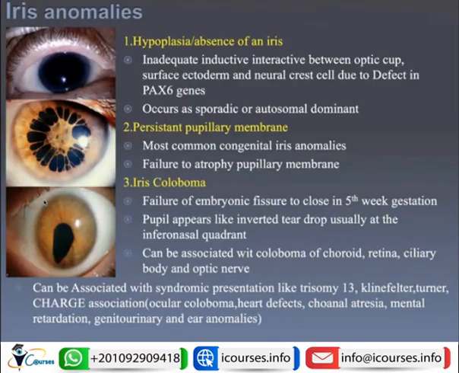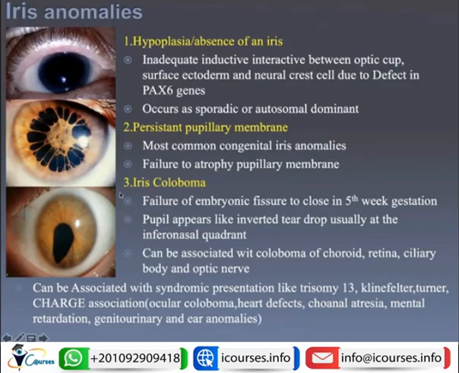Now we come to some congenital anomalies of the iris. So we have sometimes the iris that will not develop, causing hypoplasia or aplasia. And this is again due to inadequate interaction between the optic cup and the surface ectoderm and the neural crest cells. And usually this occurs due to a defect in a famous group of genes called the PAX6 genes. So if there is no interaction between the optic cup and the neural crest cells, that will form the secondary wave of mesenchyme and the surface ectoderm, so there will be lack of development of the iris.